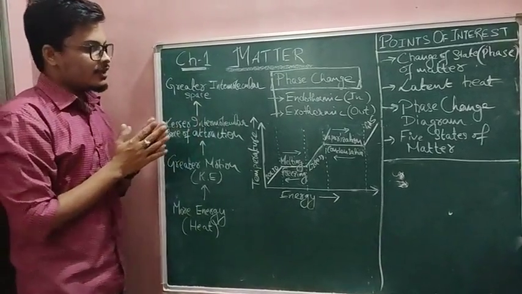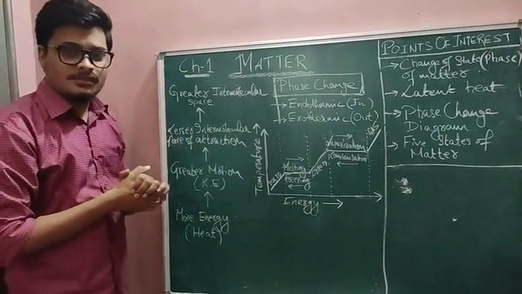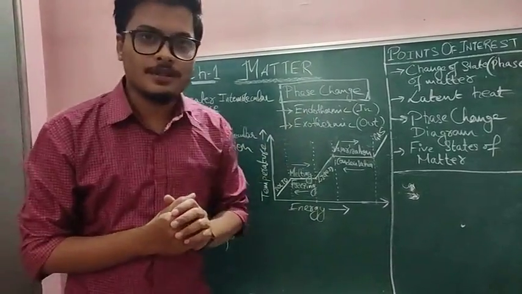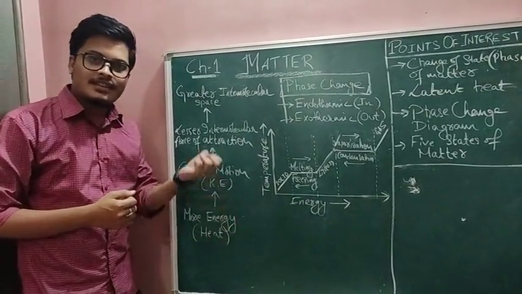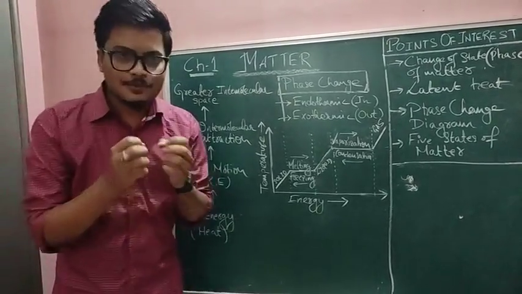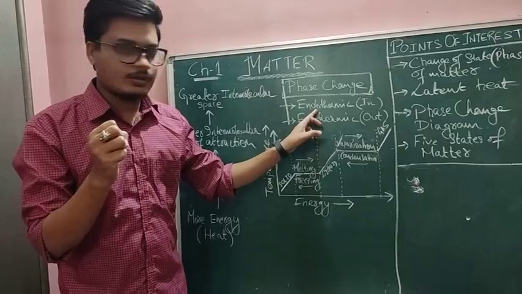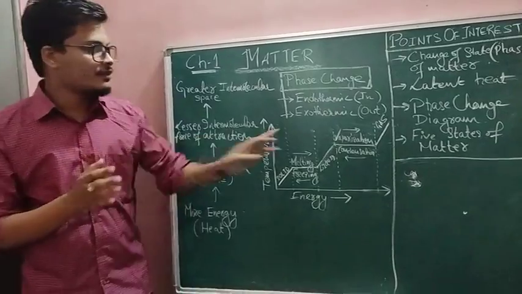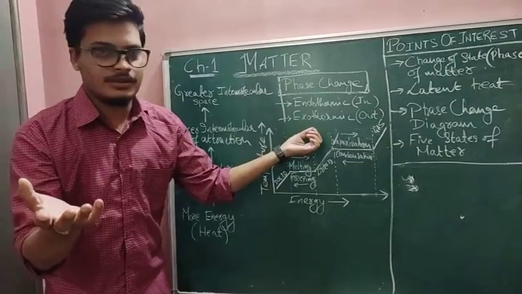Clear? Now, you should know what phase changes are. There are basically two types. One is endothermic, one is exothermic. Like over here, you are giving heat, which means the substance is taking heat. It is absorbing heat. So absorption of heat is called endothermic. Endo means absorption. Whereas exothermic means liberation of heat, which means heat is given out from the body. Understood?